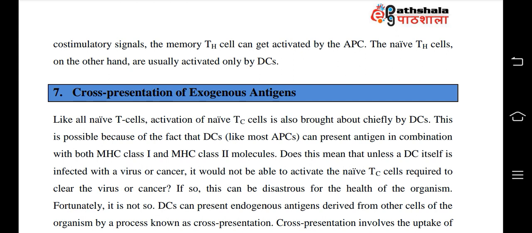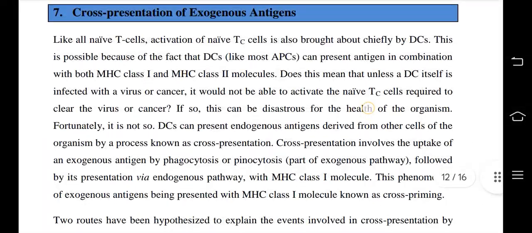Then, cross-presentation of exogenous antigen. Like all naive T cells, activation of naive TC cells is also brought about chiefly by DC. This is possible because DC, like most APC, can present antigen in combination with both MHC class I and MHC class II molecules.